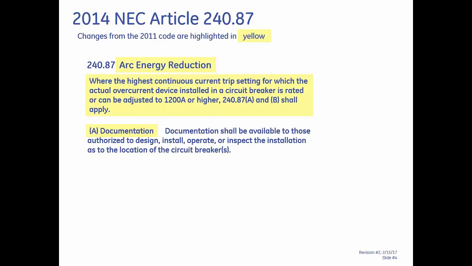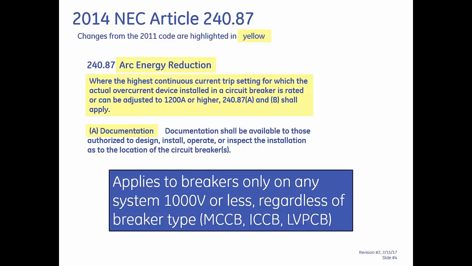The first part's pretty simple. You have to document where those breakers are located. And to this point, we can say that this is going to apply based on the code's definition of low voltage, systems 1,000 volts or less. And it doesn't matter what type of breaker we're talking about as long as we're talking about low voltage. It could be a molded case circuit breaker, so certainly 1,200 amp molded case circuit breakers exist. It could be an insulated case circuit breaker, or it could be a low voltage power circuit breaker. This would apply to any of those as long as you meet the rating requirement for 1,200 amps or higher.